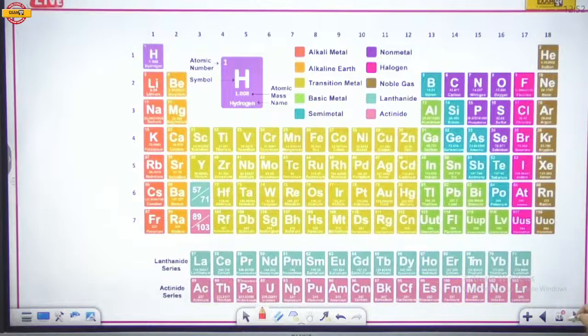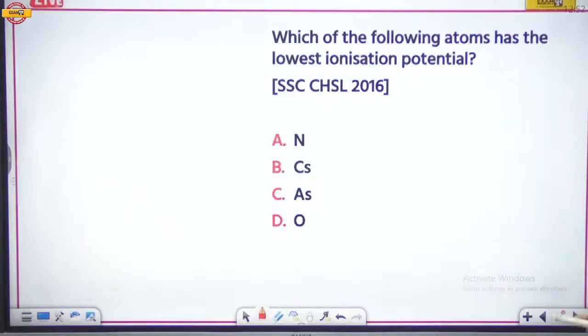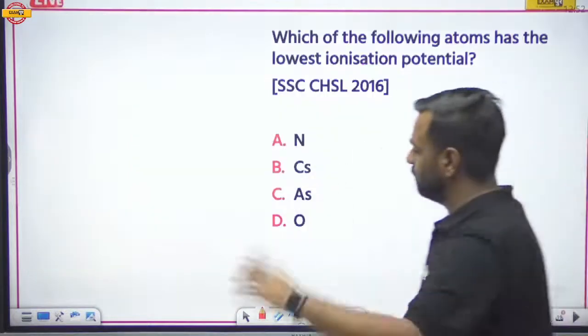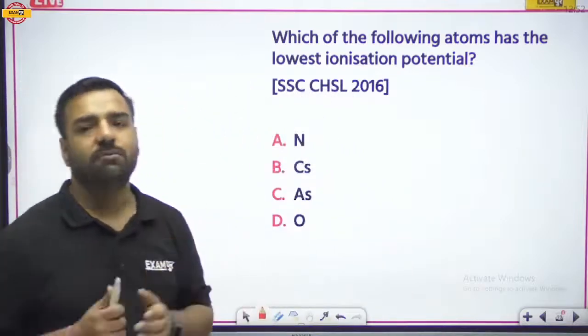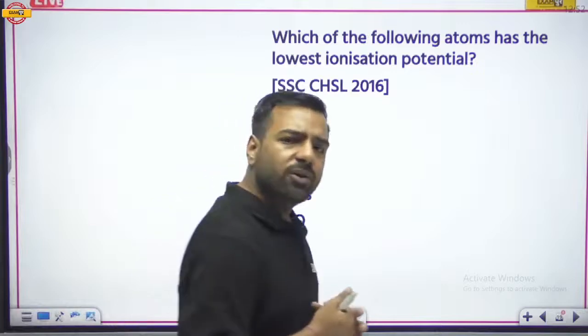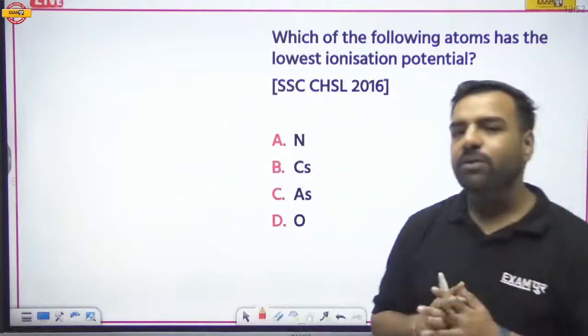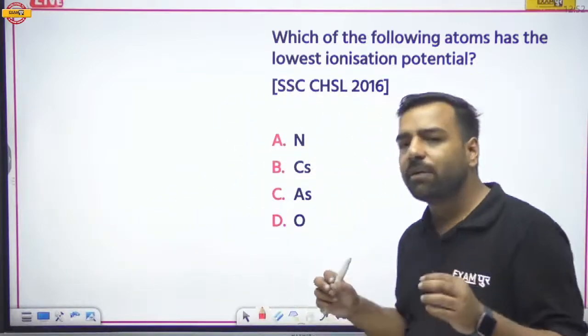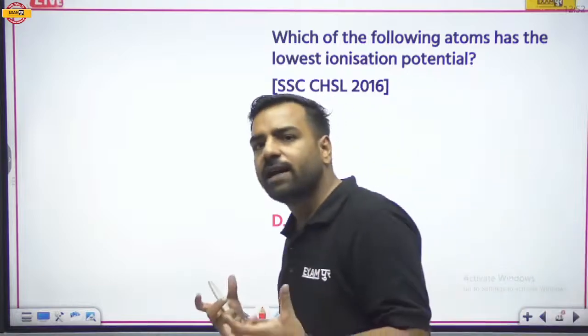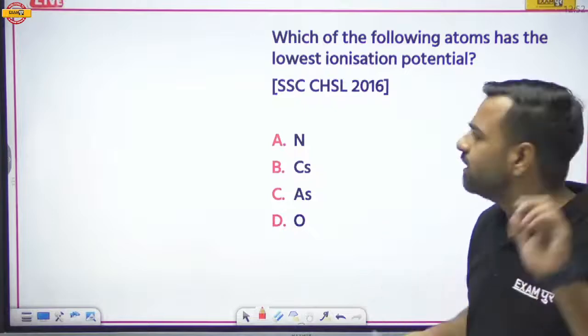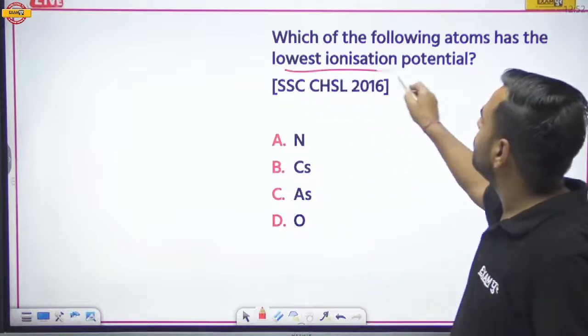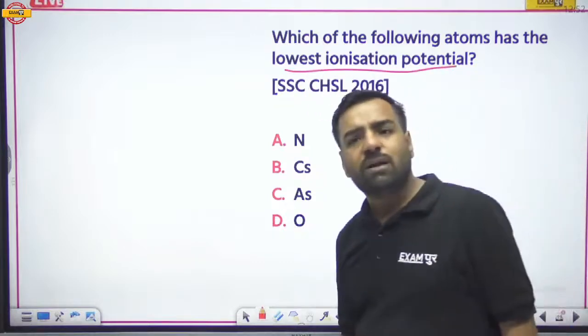Next please. Which of the following atoms has the lowest ionization potential? Now, what's ionization potential? It is the amount of energy that is required to remove the electron from the outermost shell. We have studied, right? So if I'm talking about the lowest ionization potential, what do you think is going to happen?